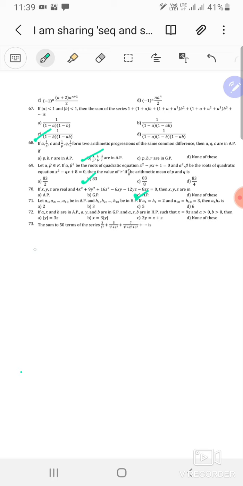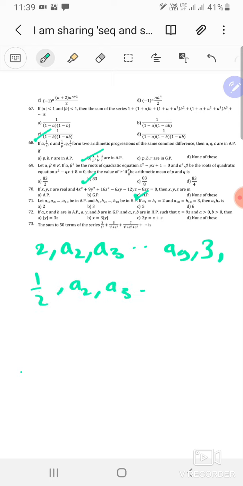So we can say that 2, A2, A3 all the way till A9, and A9 is just 3, and 1 by 2, 1 by A2, 1 by A3, up to 1 by A9, and 1 by 3. Sorry, this is not supposed to be like that. Then 1 upon H2, 1 upon H3, all the way to 1 upon H9. These two are in fact APs, and they have the same common difference, so that's another plus point.